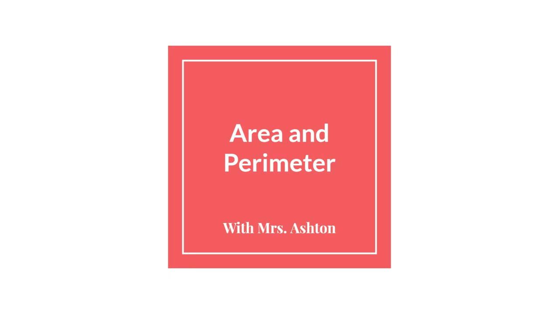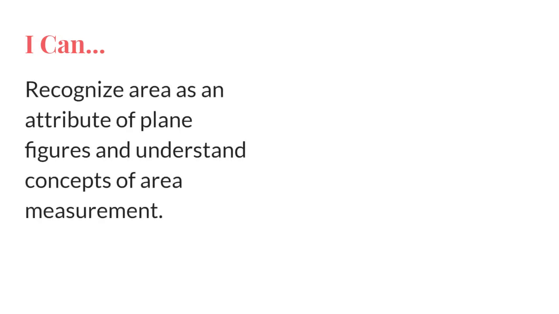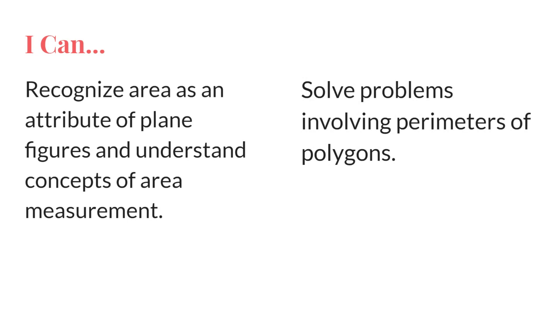We are going to talk about area and perimeter today. Our I can statement is, I can recognize area as an attribute of plane figures and understand concepts of area measurement. And I can solve problems involving perimeters of polygons. Now remember, a polygon is just a shape.